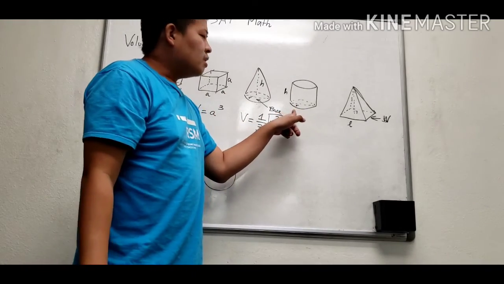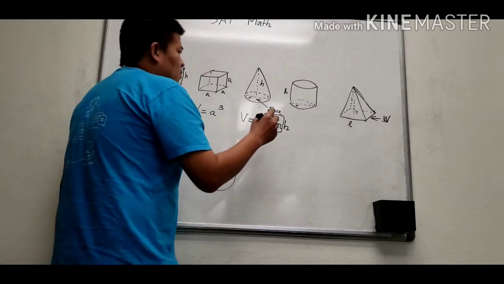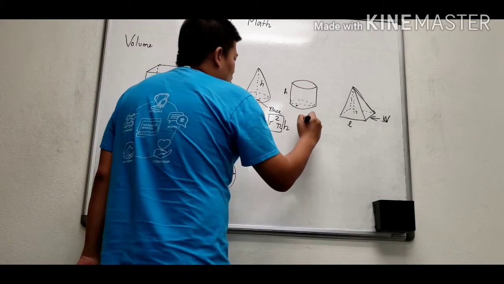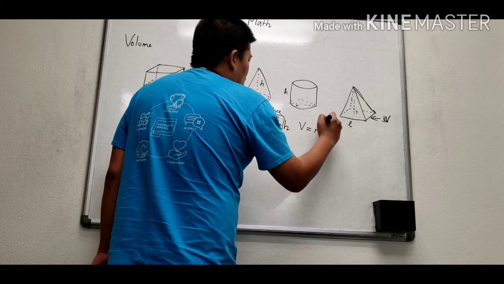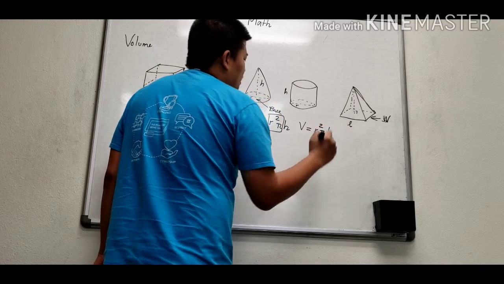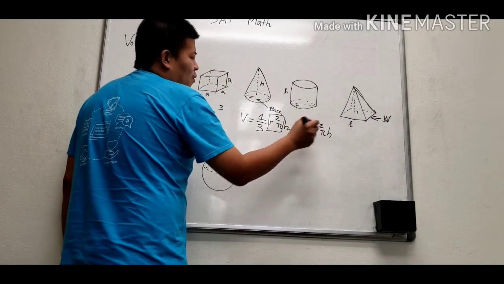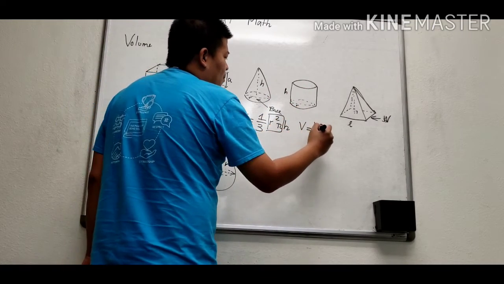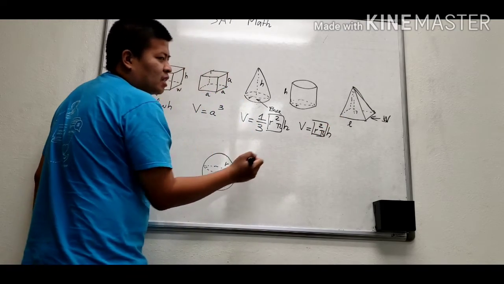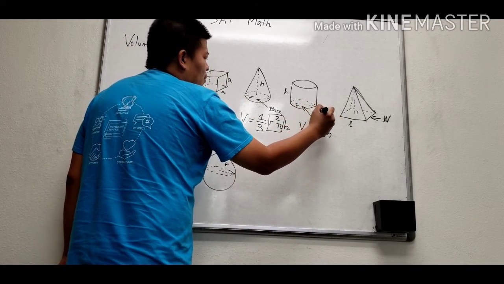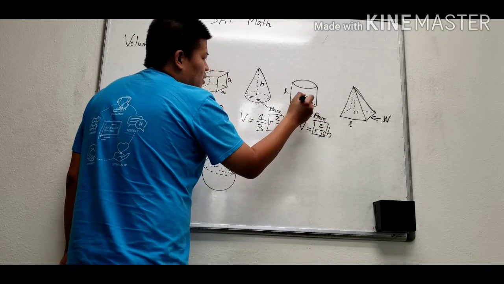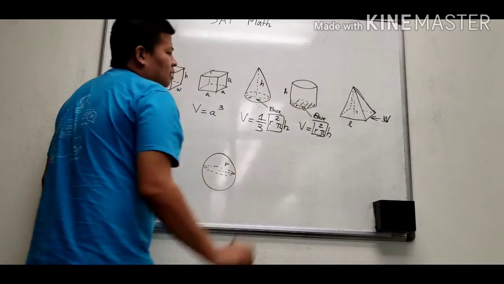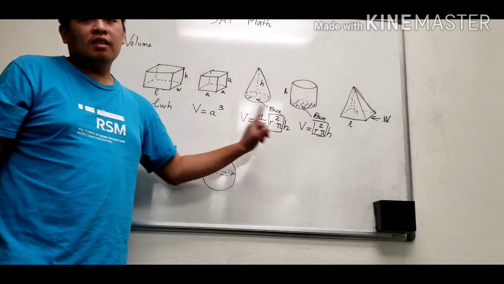The next one is the cylinder. This is so important for finding the volume of a tank. The volume here is R power 2 pi and H. That is the formula of the cylinder. In this object, R power 2 multiplied by pi is the area of the base, and then we multiply by the height. So that's the volume of the cylinder.